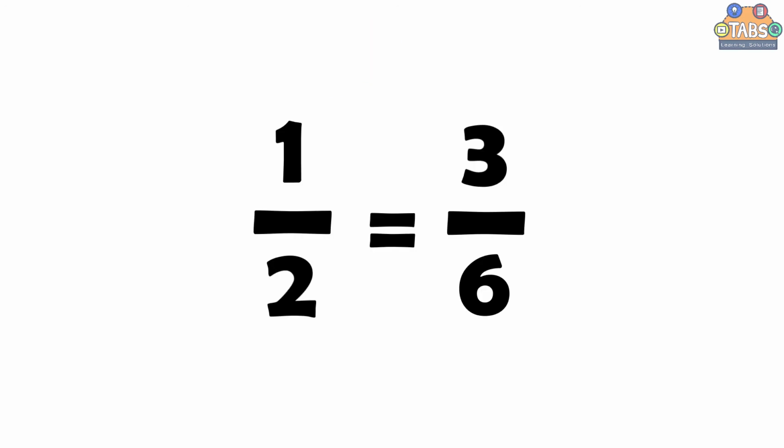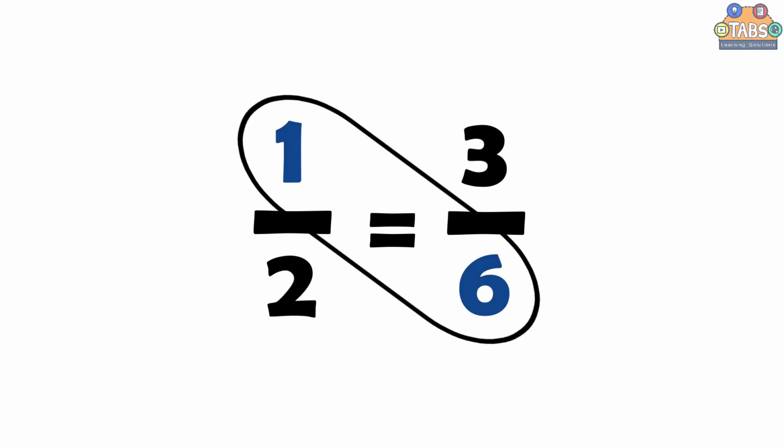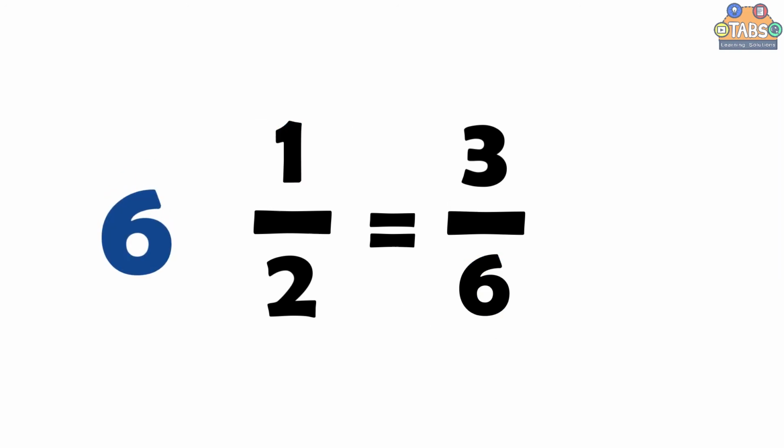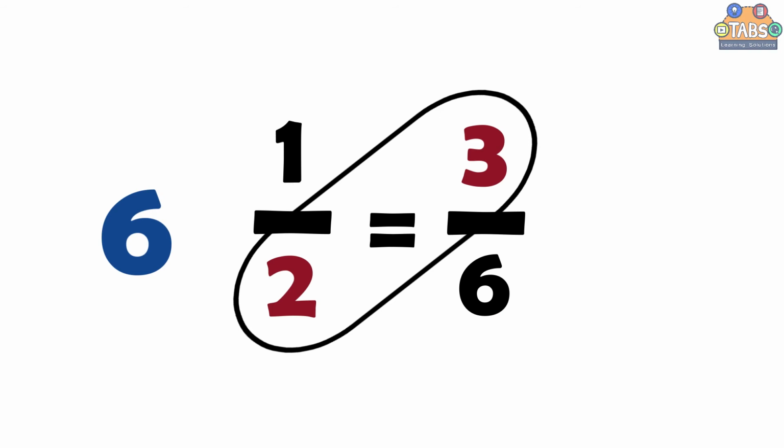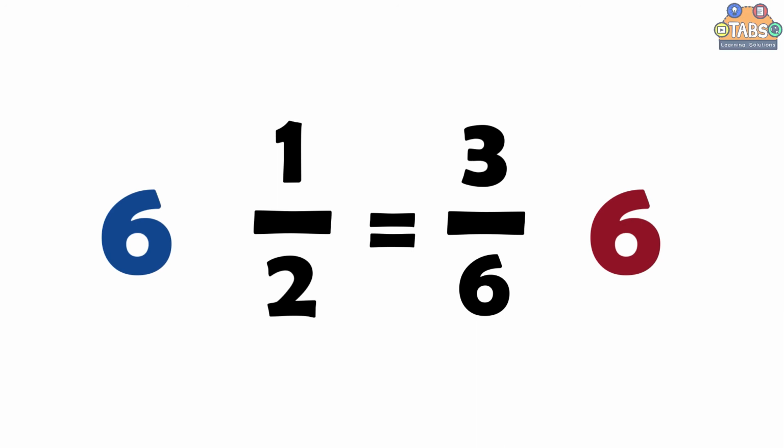Let us take another example. 1/2 is equal to 3/6. Here, we can use cross multiplication. So, 1 times 6 and it is equal to 6. And 2 times 3 is equal to 6. Since the cross products are equal, the ratios form a proportion.